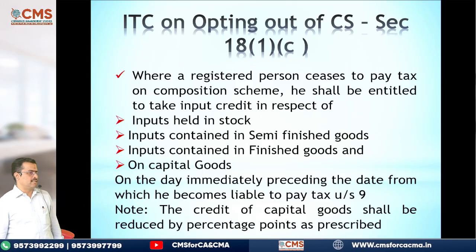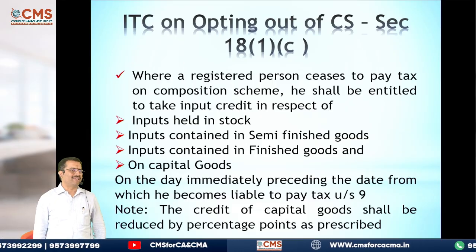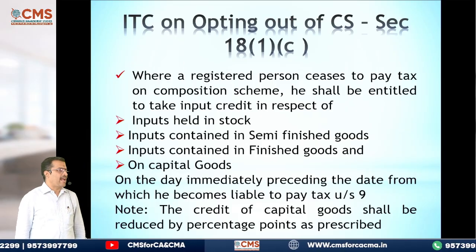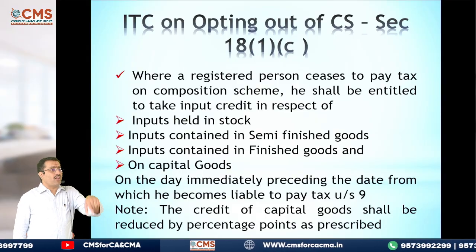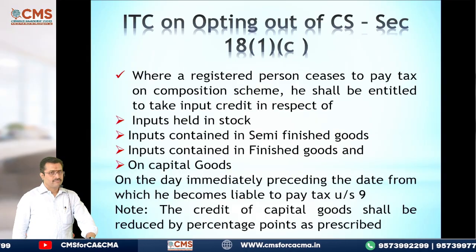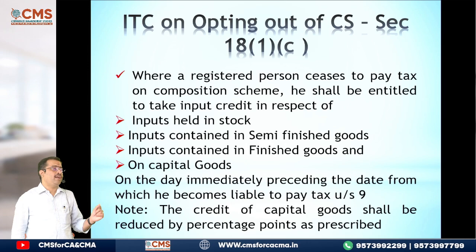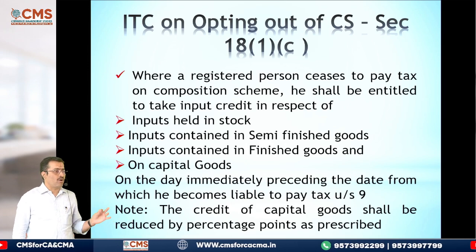What do you mean by this? Percentage points. Just like depreciation. When you start using the capital goods, what will happen? They'll get depreciated. When they get depreciated, the credit also should get reduced. Correct or not? Now, how will you calculate? He's telling you percentage points. What are the percentage points?